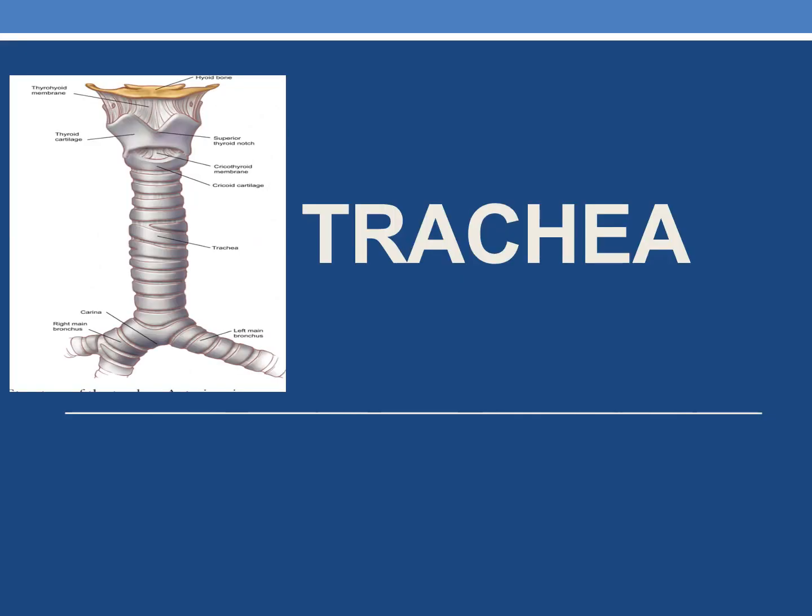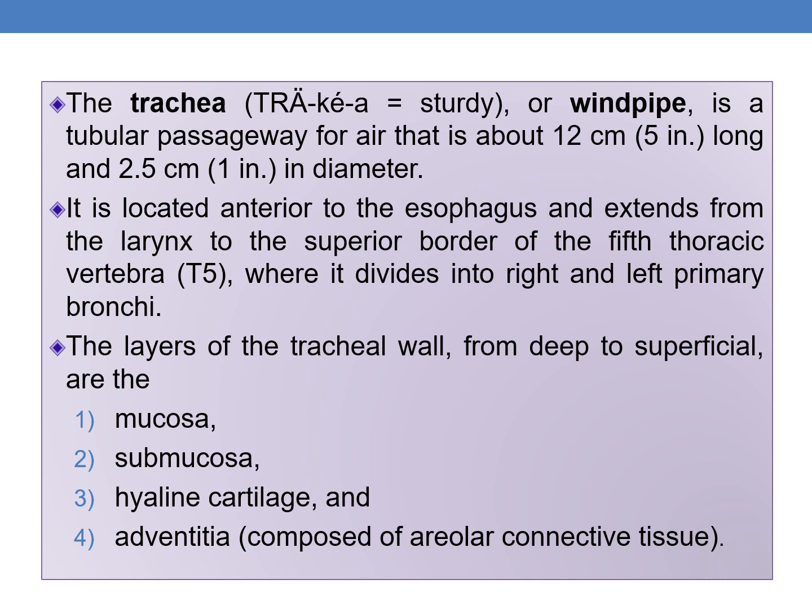Now coming to the trachea, or windpipe, a tubular passageway for air that is about 12 centimeters long and 2.5 centimeters in diameter. It is located anterior to the esophagus and extends from the larynx to the superior border of the fifth thoracic vertebra, where it divides into right and left primary bronchi.